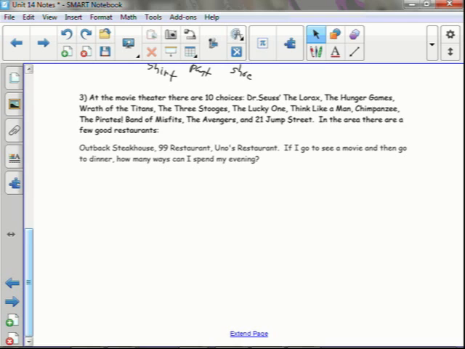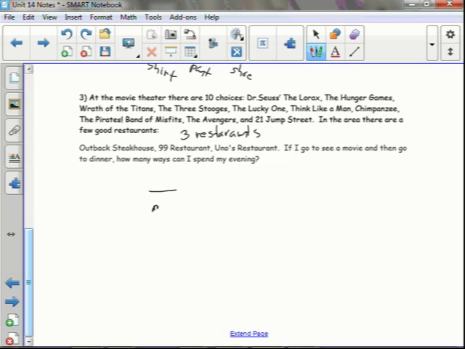At the movie theater, there are 10 choices: Dr. Seuss' The Lorax, The Hunger Games, Wrath of the Titans, The Three Stooges, The Lucky One, Think Like a Man, Chimpanzee, The Pirates! Band of Misfits, The Avengers, and 21 Jump Street. In the area, there are a few restaurants: Outback Steakhouse, 99, and Uno's. So we've got 3 restaurants. If I go to see a movie and then go to dinner, how many ways can I spend my evening?